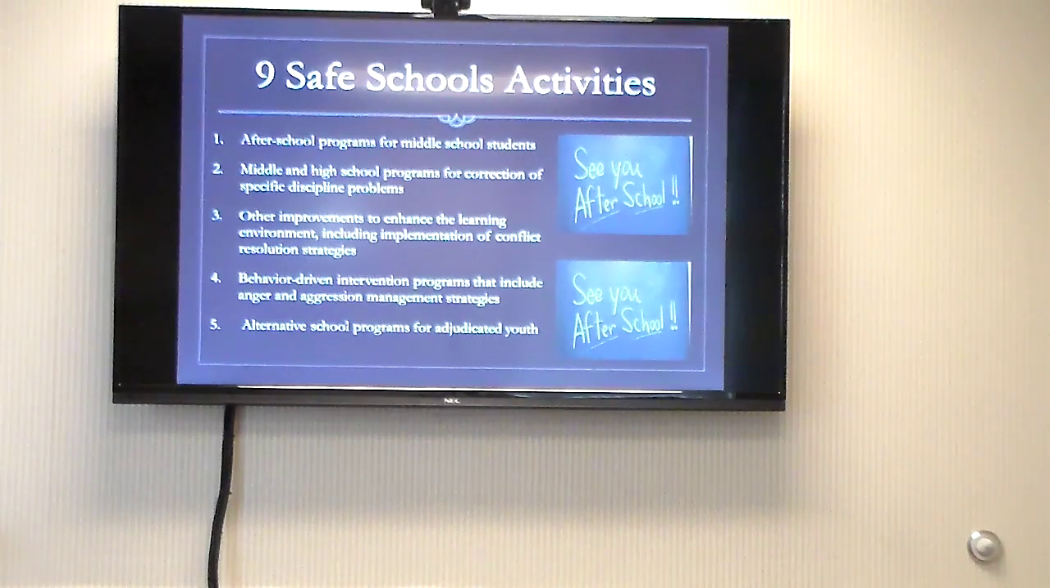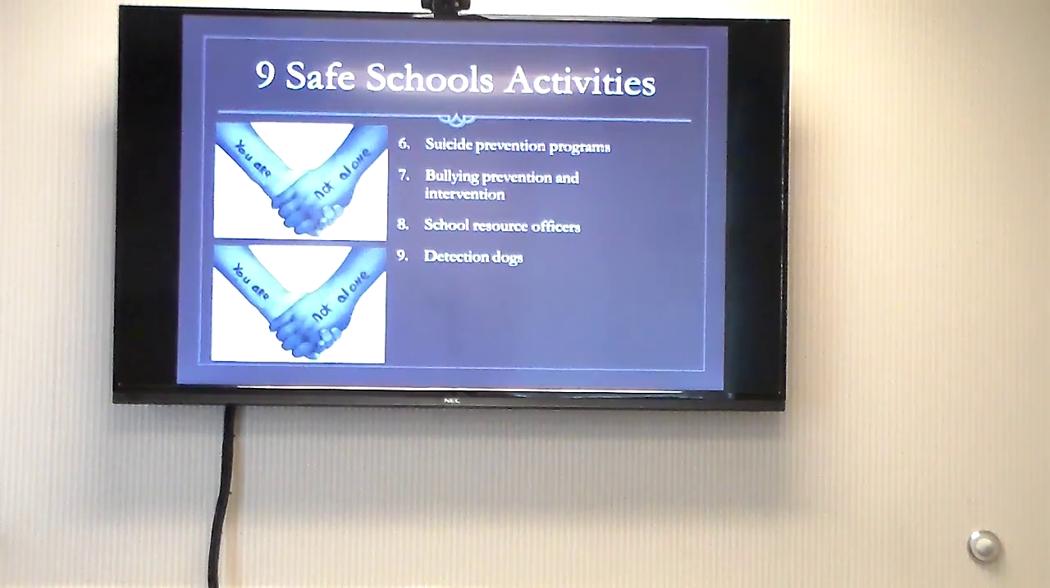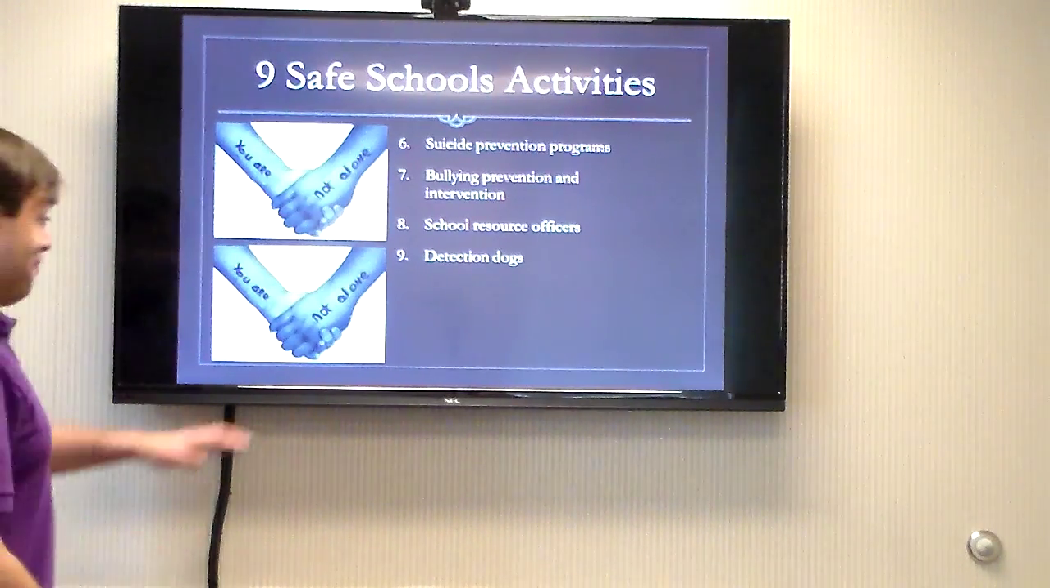Middle and high school programs for correction of discipline problems, so there's an after-school program for remediation, can be funded through that. Also, if there's professional development on conflict resolution, any behavior-driven intervention programs, you'll see a lot of this at the elementary school. Any alternative school programs, which a lot of you work in districts that have separate alternative schools, and it's not just one that's kind of there. Suicide prevention, bullying prevention and intervention, school resource officers, and then detection dogs.